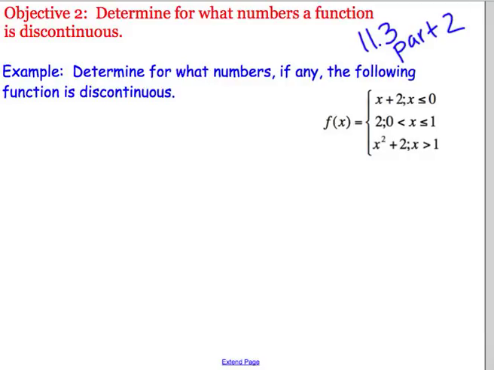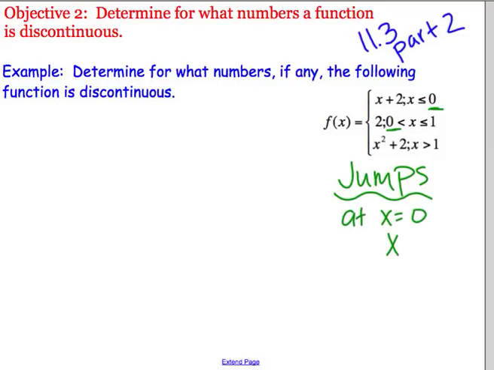In order to do that, the first thing we're going to have to decide is for what values could there be a problem. Now, in order to do that, we're going to look for where our piecewise function jumps from one piece to the next. Now, it looks like there's a jump at x equals 0. We jump from one function to the next. And it looks like there's another one at x equals 1. We jump from one function to the next. So those are the two that we're going to look at, 0 and 1.